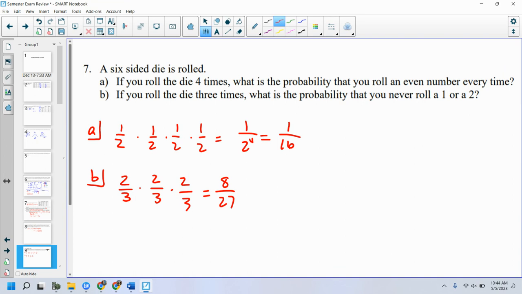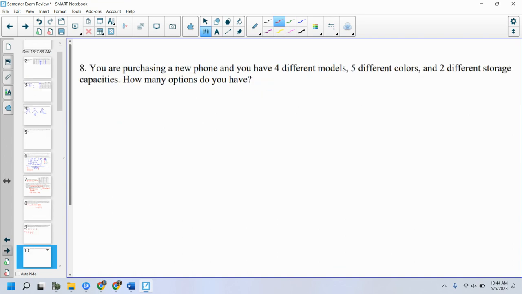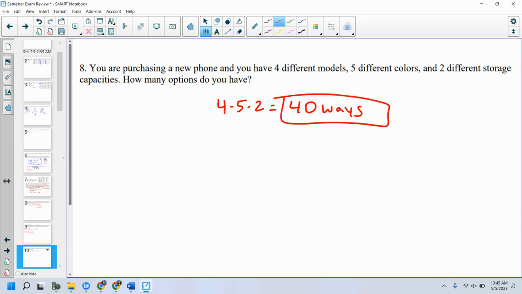Number 8. You're purchasing a new phone and you have 4 different models, 5 different colors, 2 different storage capacities. What do I do with those values? Multiply them all together. That's the fundamental counting principle. 4 times 5 times 2, that's 40 different ways you could have that smartphone. How many options? 40 different options.